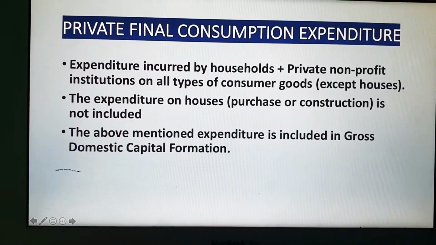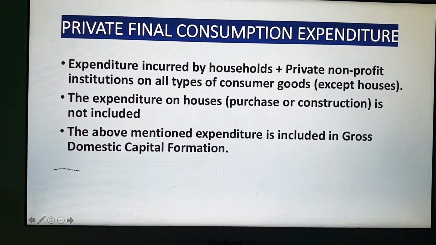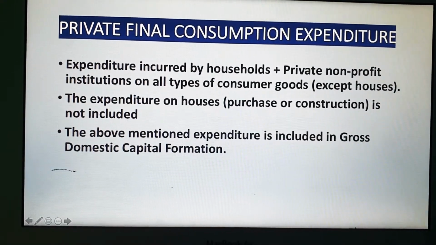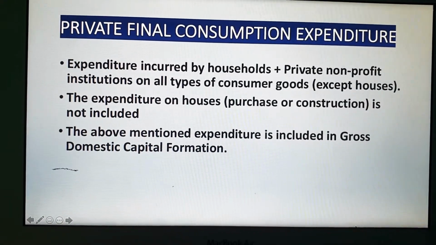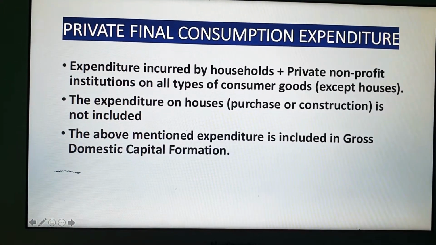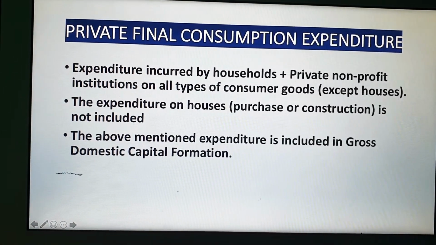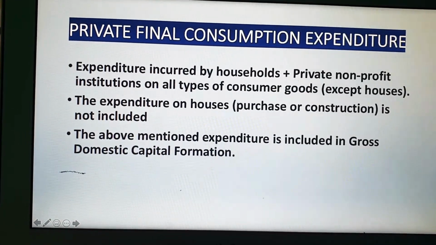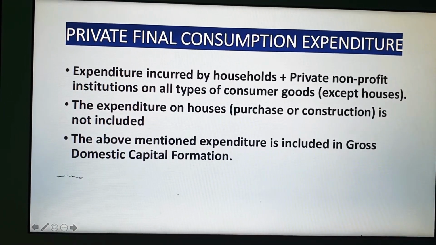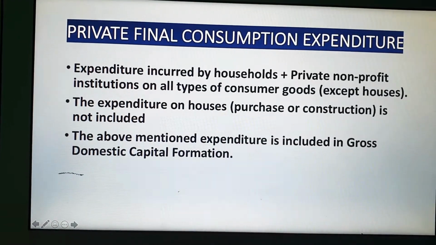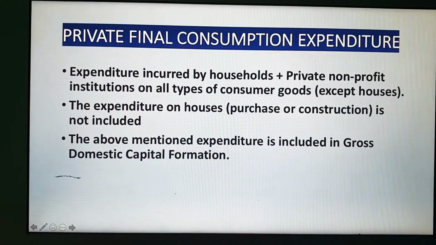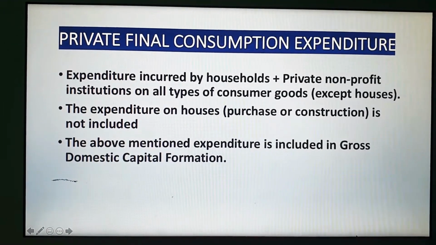As of now, we are talking about private final consumption expenditure, in which we include all the expenditures incurred by households and private non-profit institutions on every type of consumer good except the purchase or construction expenditure on houses, because it is included in gross domestic capital formation. Gross domestic capital formation is a different component which we will discuss further.